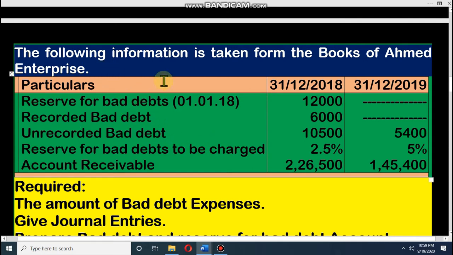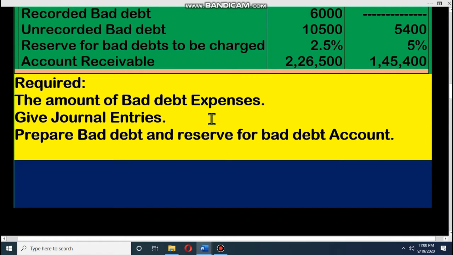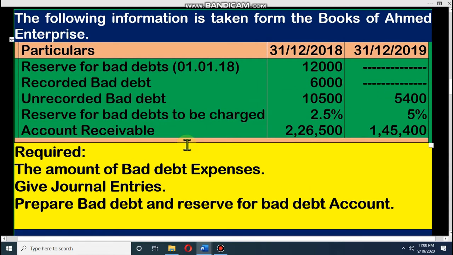Dear student, look at the following information taken from the books of Ahmed Enterprise. We have been given reserve for bad debt. You know the other name of reserve for bad debt is provision for bad debt or doubtful debt. Recorded bad debt, unrecorded bad debt, reserve for bad debt to be charged, and accounts receivable are given for 2018 and 2019. From this you have to calculate bad debt expenses, give journal entries, and prepare bad debt and reserve for bad debt accounts.